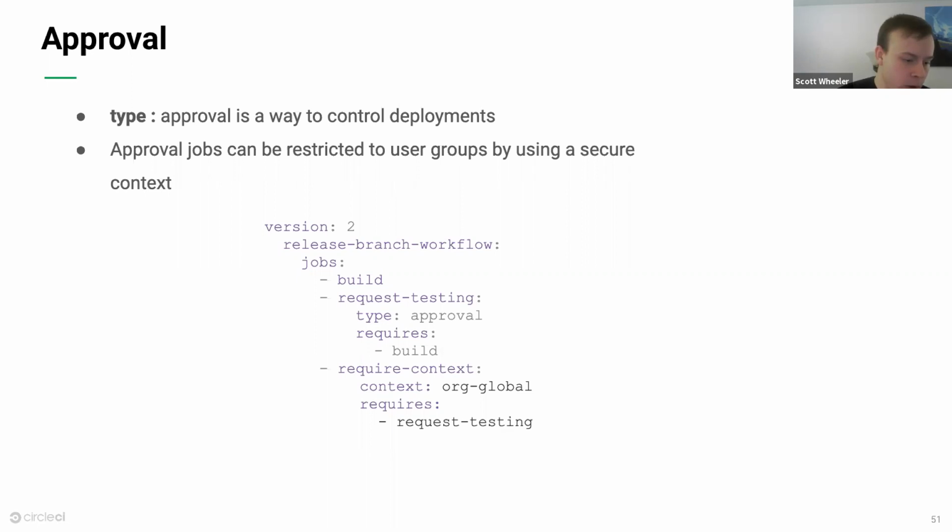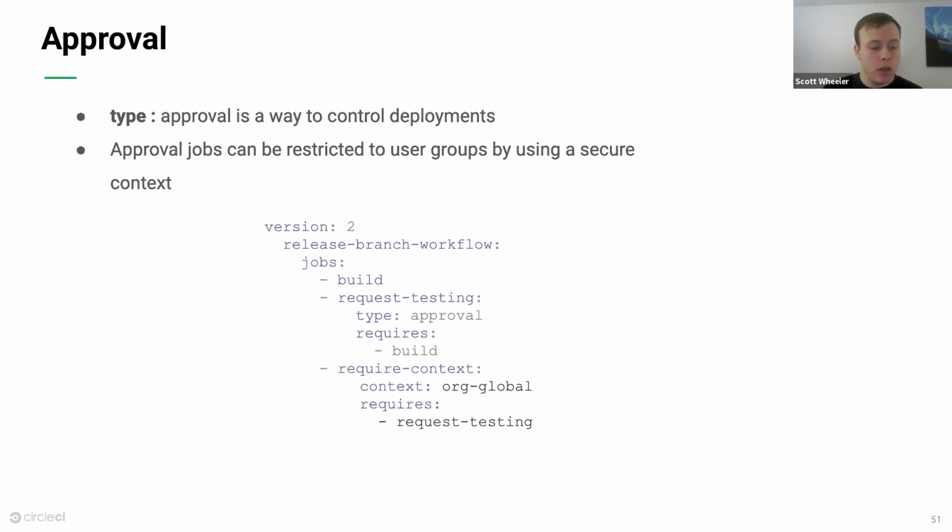Is there any future plan to further restrict job workflow approval? I am not sure that I completely understand that question. Right now, if you are a GitHub user, you can restrict using groups and teams.